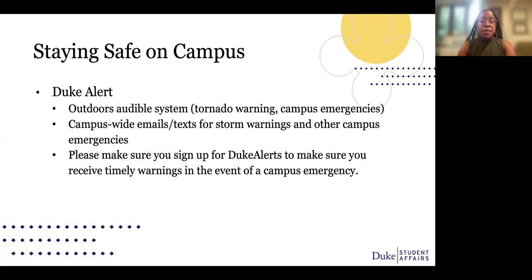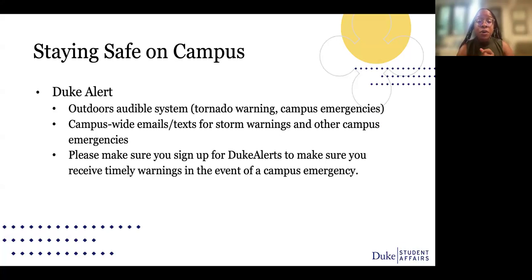So the Duke alert system. There are several systems on campus that will let you know for any major things like a tornado warning, or any campus emergencies. There's an outdoor audible sound that will go off. Campus-wide emails and texts will go out for any major storms as well.